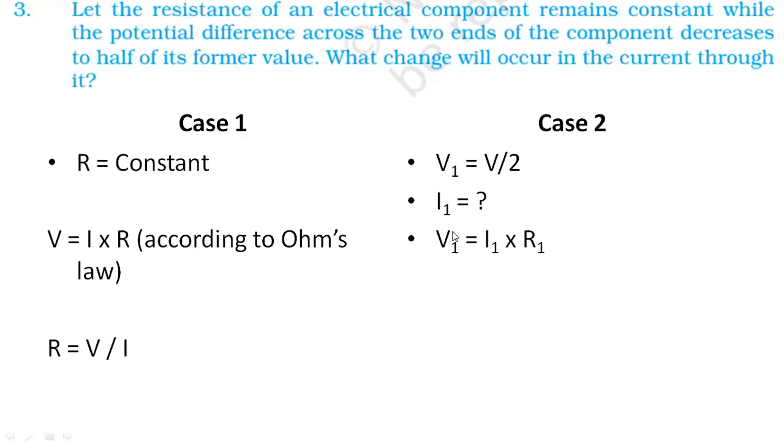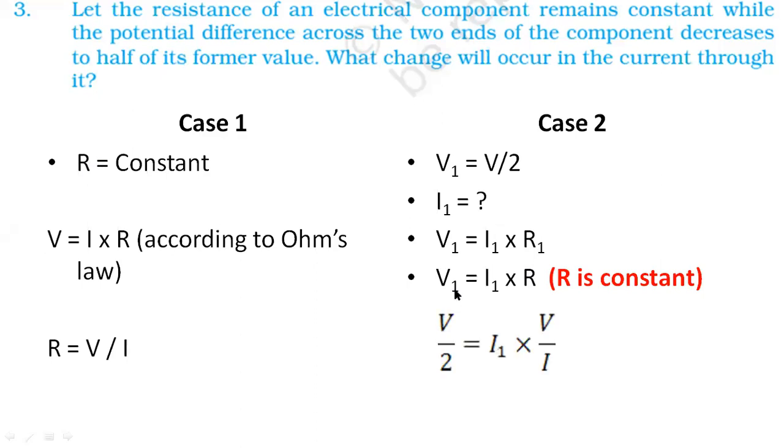V1 value has been given to us. That is V by 2. But you already know resistance is not to be changed. So R and R1 are the same. The value of R1 is nothing but R only. So let us put the values there. R is constant for both the cases. So in place of R1, we can write down just R.